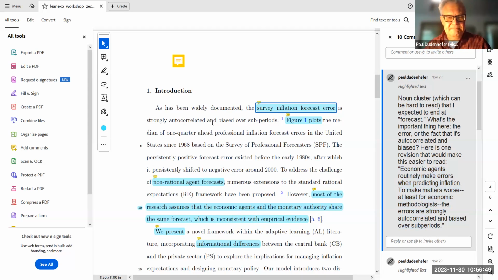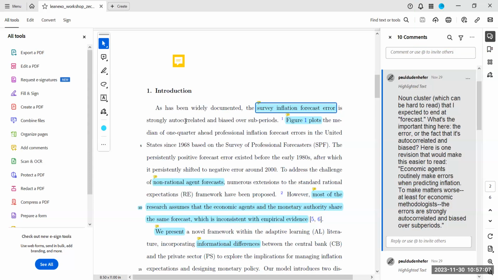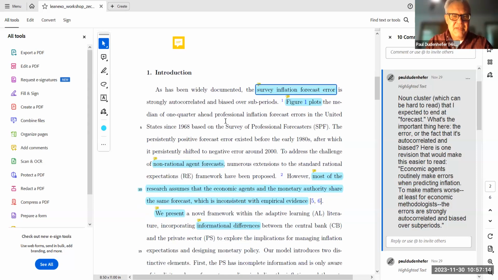So, Zechen? Yes. In this first sentence, what's more important, the fact that there is forecast error or the fact that it's autocorrelated and biased? Bias. Okay, good. Then this sentence is, I think, written in the way it needs to be.